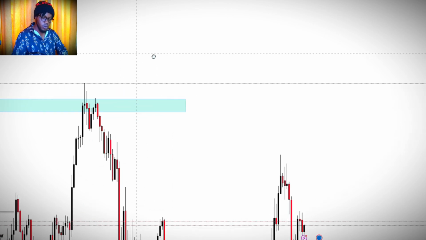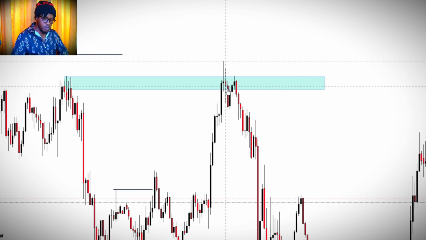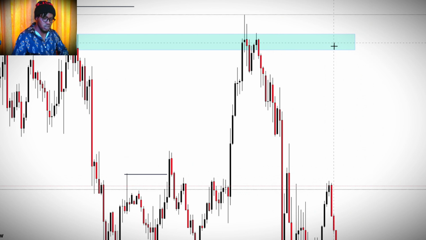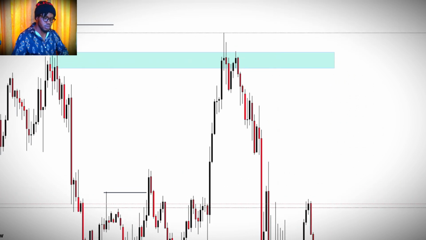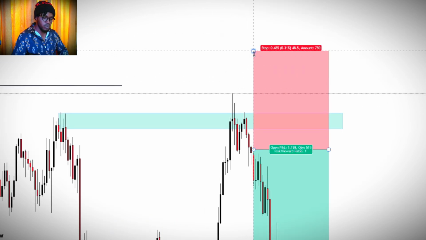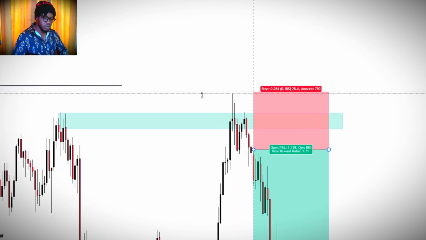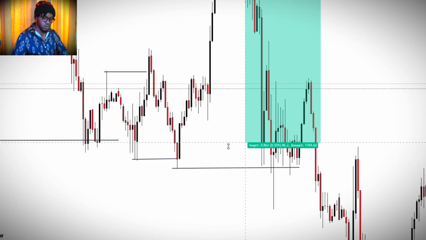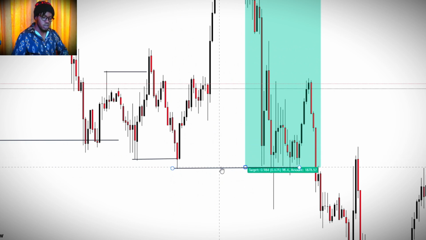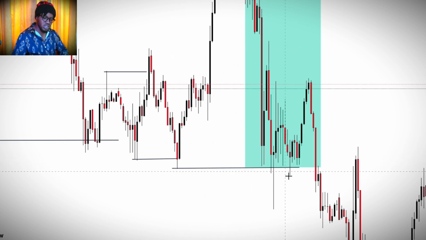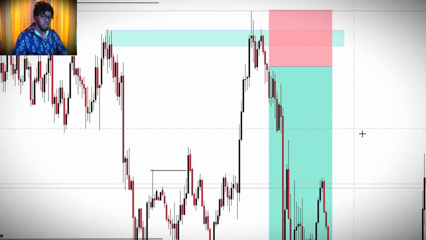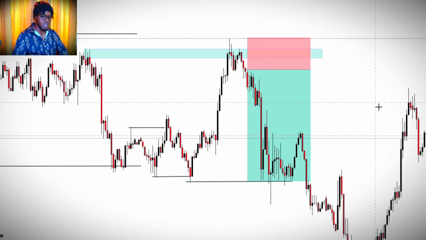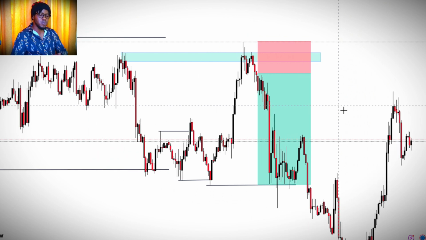After that liquidity sweep, I entered. Immediately I saw my three engulfing candlesticks right here. I entered at this point, my stop loss above that high right there, and my take profit right at this low. Like I said, there's liquidity below this point. So this was the trade, guys, and this is how it played out perfectly and smoothly.